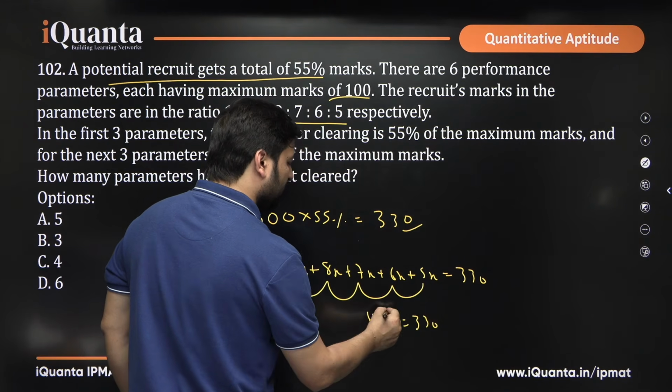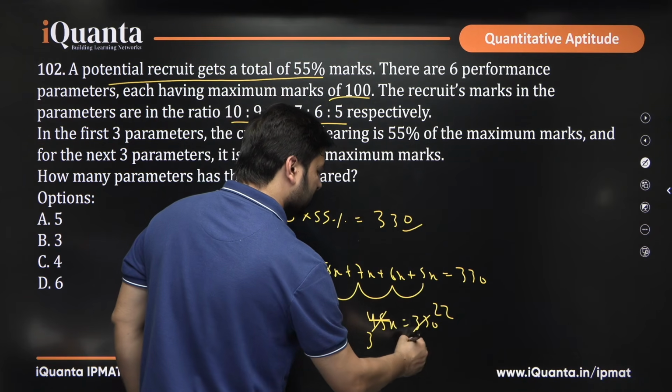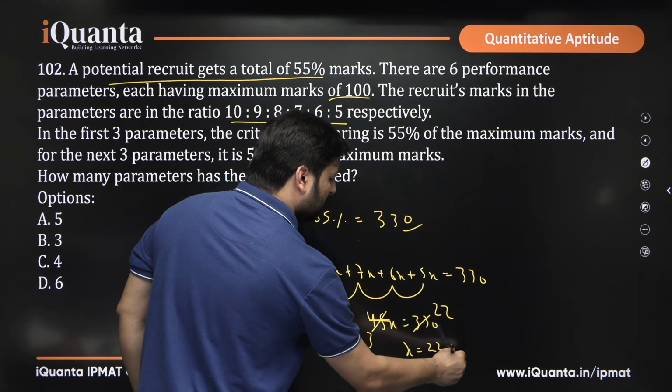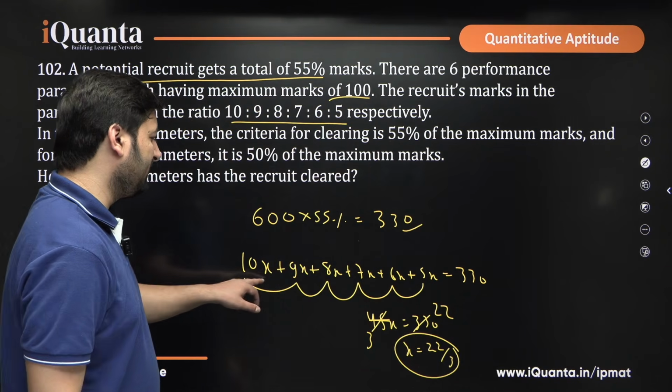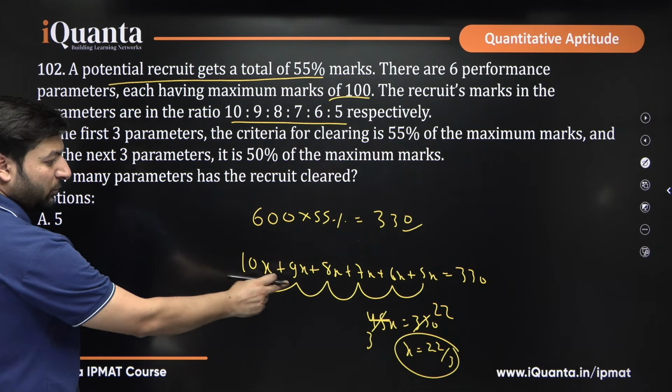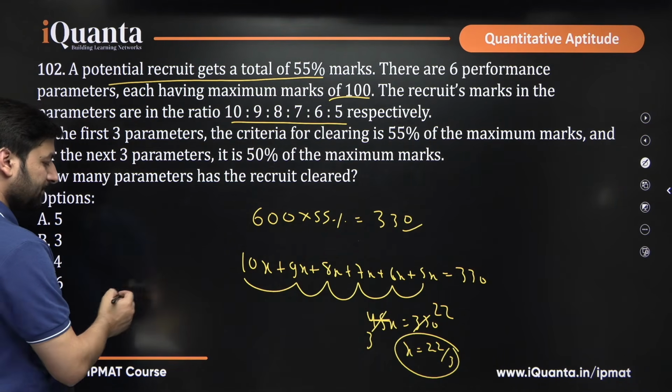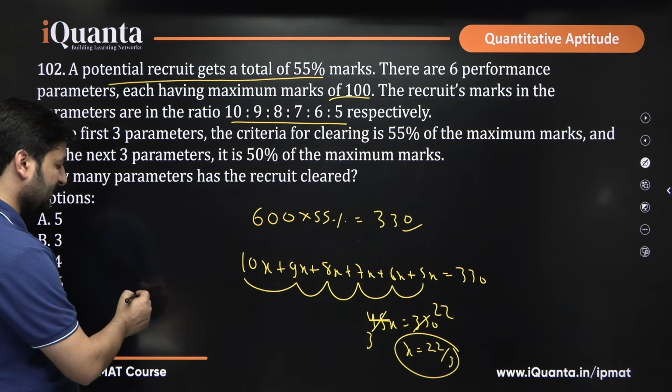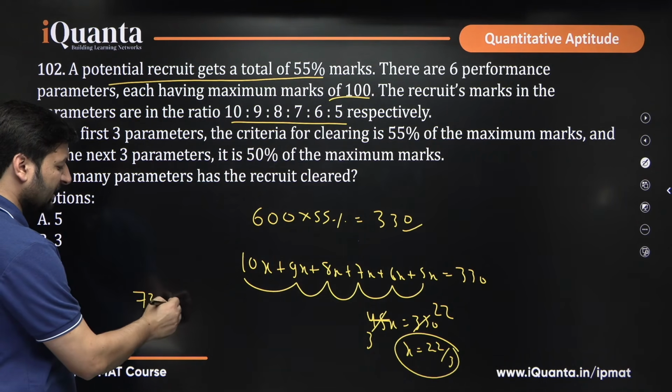If you cancel by 15 on both the sides, 15 3s are 45, 15 22s are 330, x will be equal to 22 by 3. Okay, if x is 22 by 3, can you find out his marks? Yes, 10 into 22 by 3. So, 220 by 3 is 73 point something. These are his marks in the first subject.